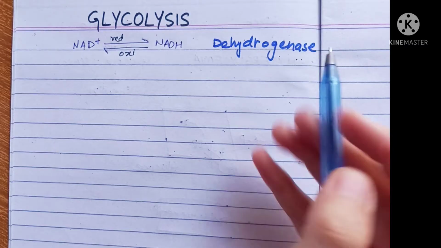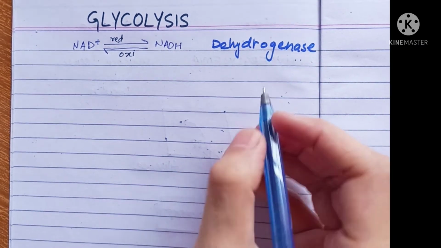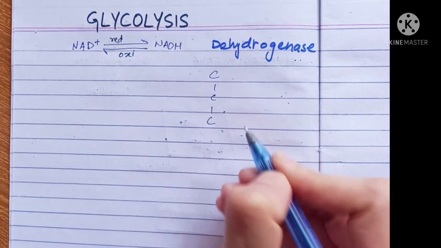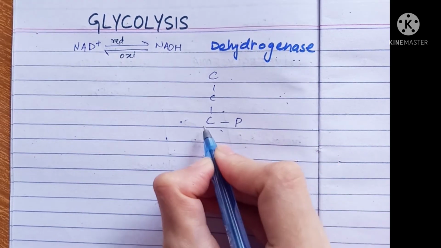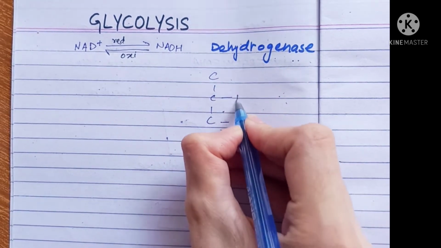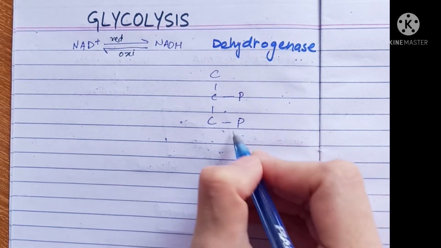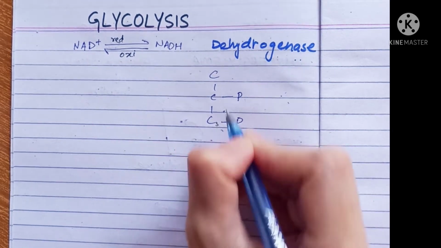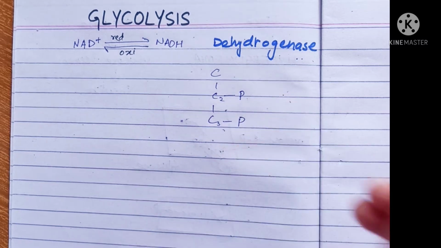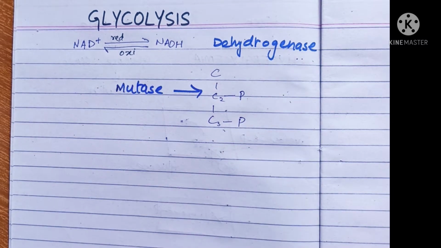Secondly, whenever there is a shift of functional group from one position to another, for example, here we have a carbon chain, and if phosphate is present on carbon number 3 and it shifts to carbon number 2, there is a shift in the position of phosphate from carbon number 3 to carbon number 2. Whenever this shift occurs, the enzyme mutase is used. And the third thing is, except the rate regulatory steps of glycolysis, which are 3, all other steps are reversible, which means they can proceed both in forward and reverse direction.